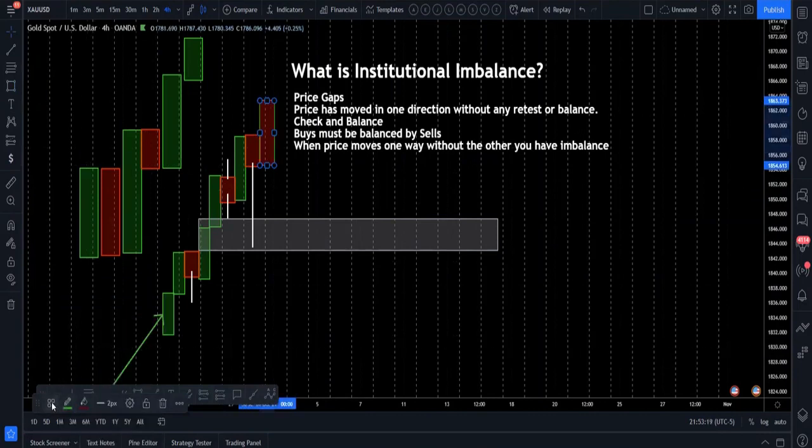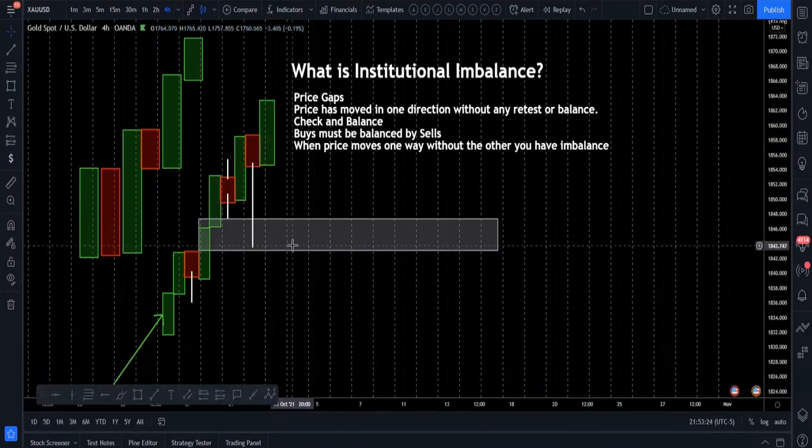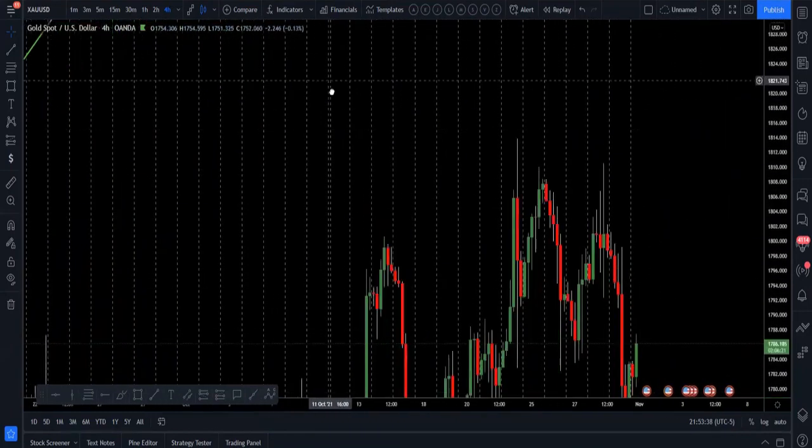So that's how imbalance works. And let's show some chart examples, because this can be a really powerful entry area using the right method to really capture accurate prices to place entries in. So let's look at the market. This is gold, of course.